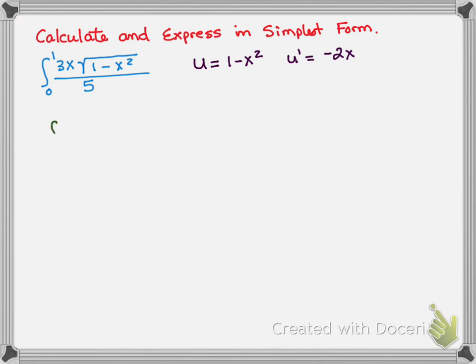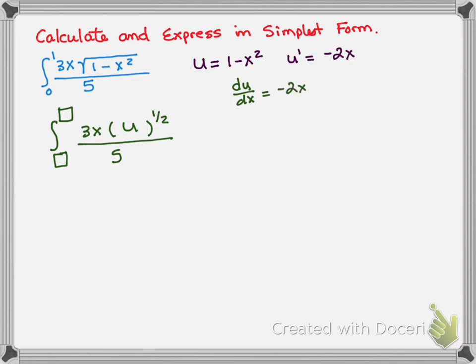So now I'm going to integrate this, but I'm not going to put any integration limits in because these limits are in terms of x, and I'll need them to be in terms of u. I've got 3x, and I'm going to write u to the 1/2, because that's the same thing as the square root of u, over 5. And because du dx is negative 2x, then dx equals du over negative 2x. Or the shortcut would just be to divide by the derivative negative 2x.